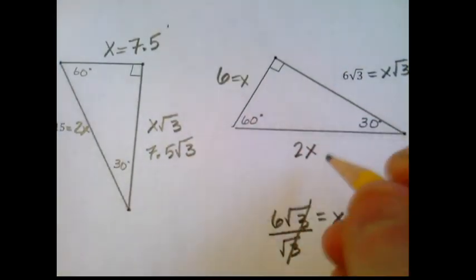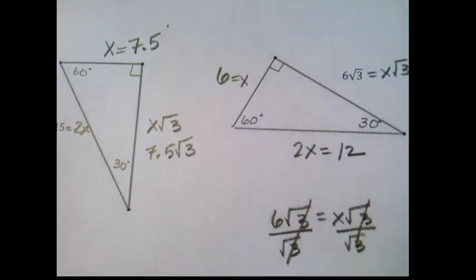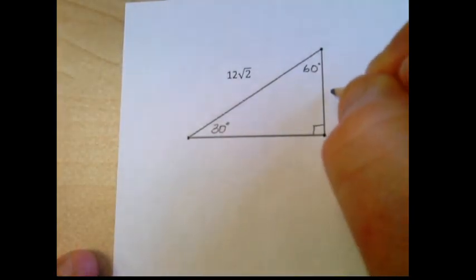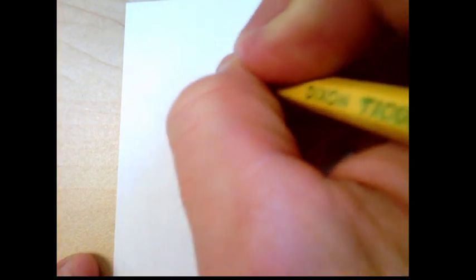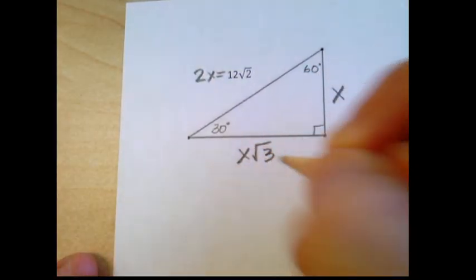And if x is 6, what is 2x going to be? 2x is going to be 12. So again, I hope that is making sense as far as how you can apply the 30, 60, 90 triangle rules. First thing you have to do is correctly identify which side is which. So here's x, here's 2x, and here's x square root 3.